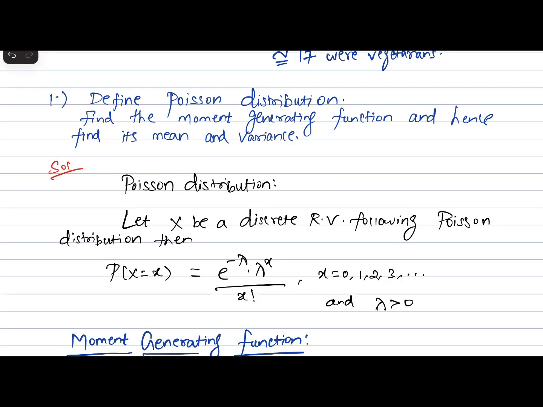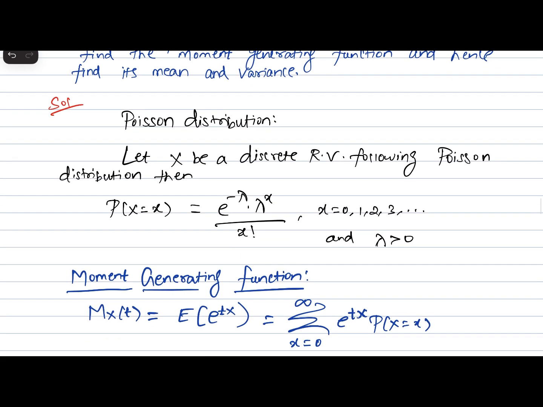Hi all. In today's lecture, we'll be talking about the Poisson distribution and also finding the moment generating function and hence its mean and variance. Okay. So, what is a Poisson distribution?